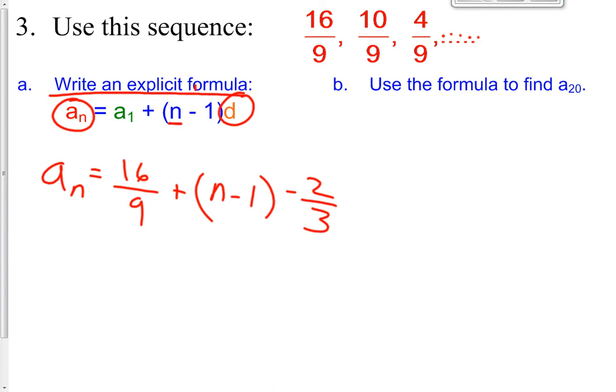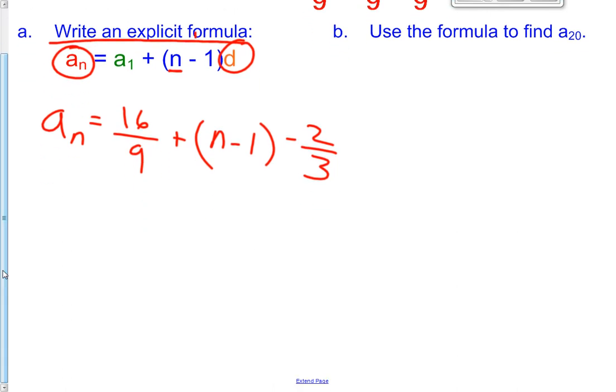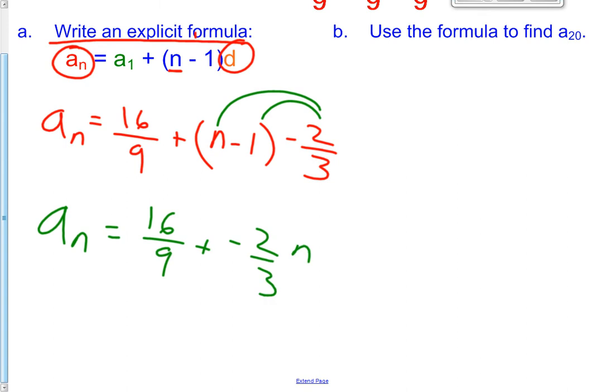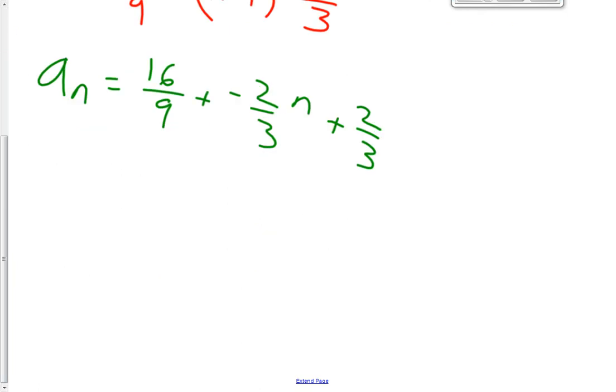Now, we're going to combine like terms a little bit because we can clean up this mess a little bit. Let's distribute this negative 2/3. So we have a sub n equals 16/9 plus a negative 2/3 n plus 2/3, because a negative times negative is a positive 2/3. And now we can combine like terms, these two.